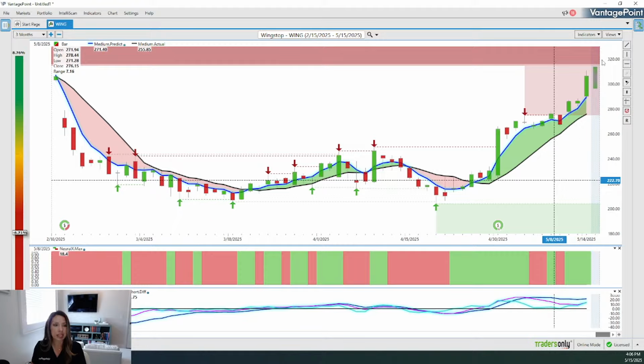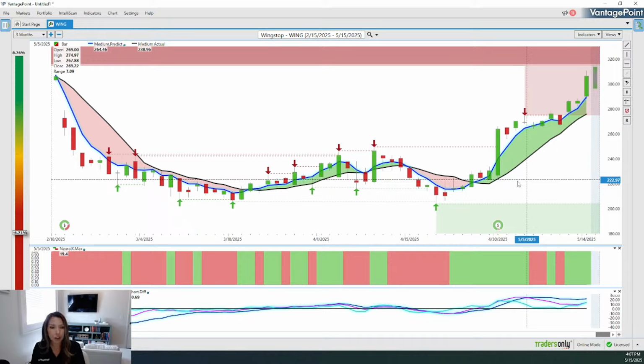And we can see that there are a couple of key pieces that we want to look at when using the VantagePoint software. So just to keep it very simple, and that's the beauty of artificial intelligence, it takes some very complex information, very complex processes, and boils it down to something very simple and easy to use. So let's review what we were looking at initially on Wing for a great bullish or uptrending opportunity.